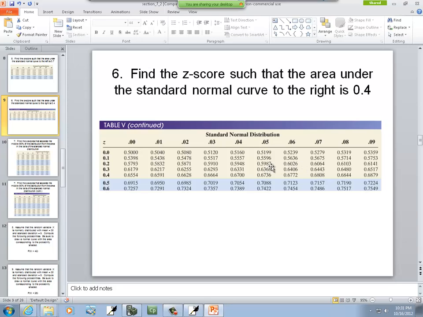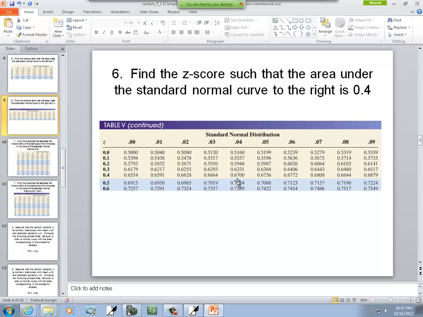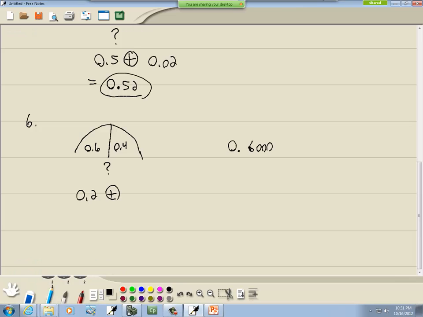Here is 0.5987, that's 0.0013 off, and this one's 0.0026 off. So the 0.5987 is closest. So I come straight over to here, and I get 0.2. And I'm merging this together with the hundredths place. Which one did I say? This one here, 0.5987. I go straight up here, and that's our hundredths place. So 0.05. So our answer will be 0.25. Let me save that.